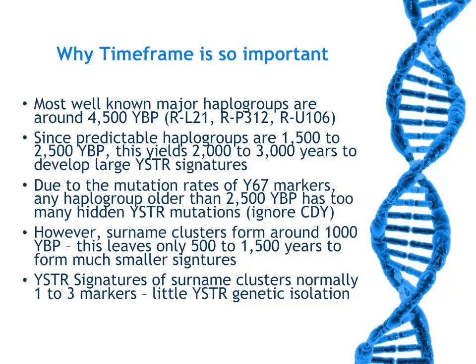Due to the mutation rates of Y67 markers, haplogroups older than 2,500 years ago just have too many hidden YSDR mutations. Also, I ignore CDY markers because they may mutate too fast for this time frame. However, surname clusters form around 1,000 years ago. This only leaves about 500 to 1,500 years to form much smaller signatures. Also, YSDR signatures for surname clusters, which is what most people are interested in, generally just have 1 to 3 markers the vast majority of the time.